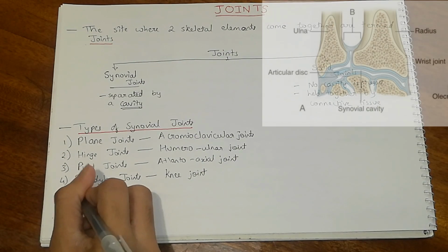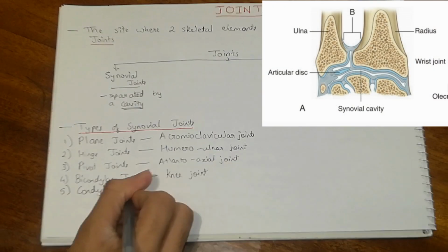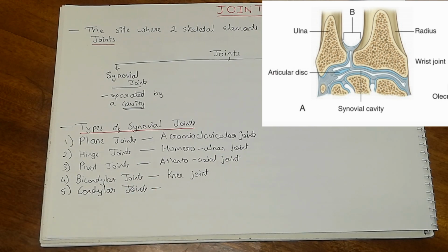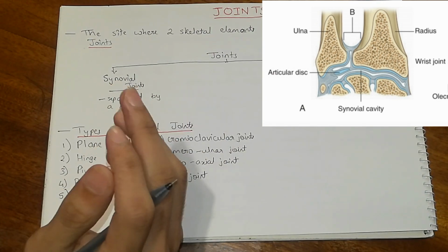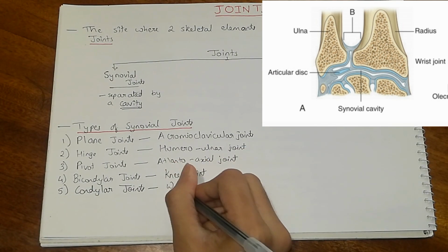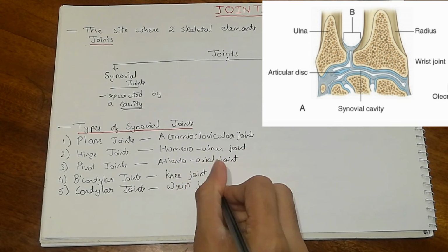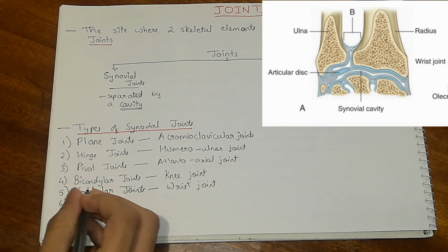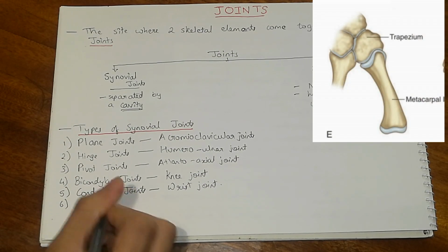Fifth one is condylar joint. Condylar joint allows movement in two planes, movements like flexion, extension, abduction, adduction, and circumduction, and the example is the wrist joint.